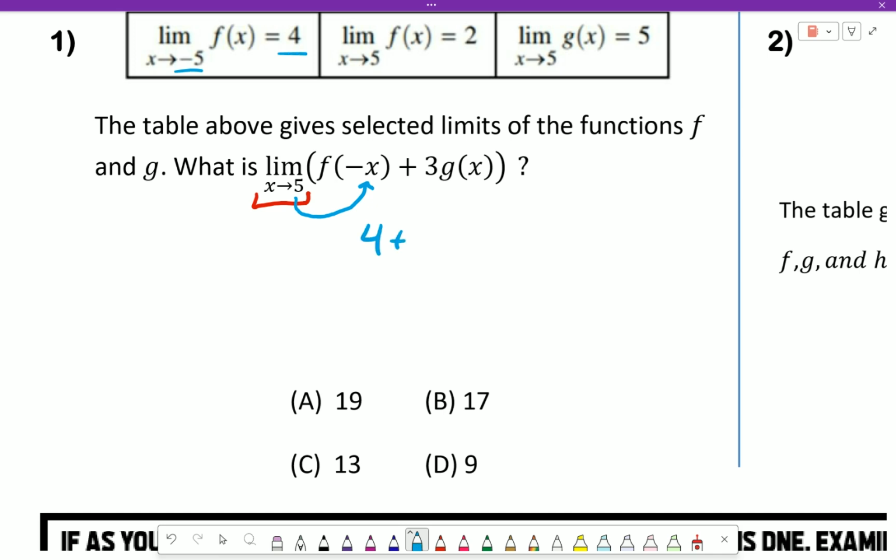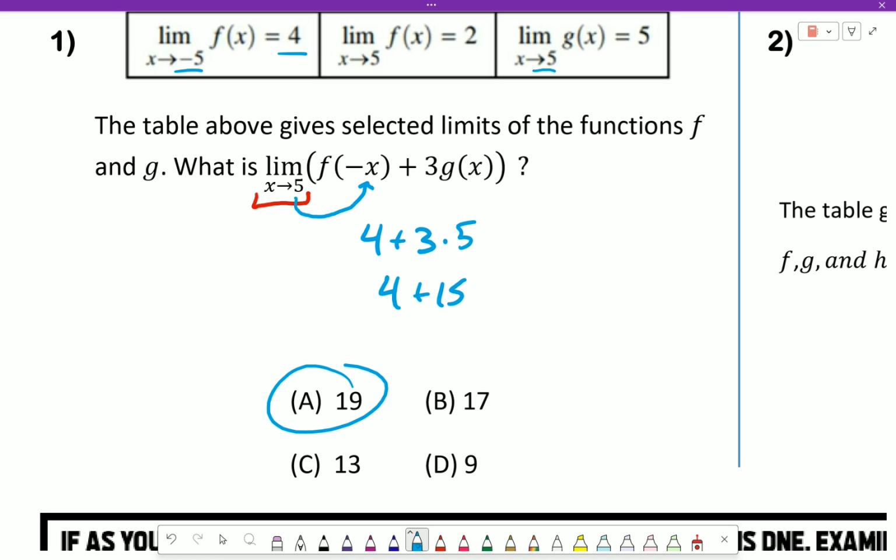Oh, that's 4. Plus 3 times g. Hey, I'm doing the limit as x approaches 5. That one's positive. That's 5. 4 plus 15. Oh, that's 19. Oh, that's weird. Cool. But it's just a matter of understanding, what do we do? We are taking that negative and plugging it in.